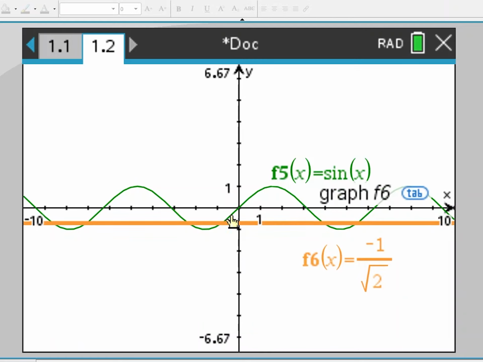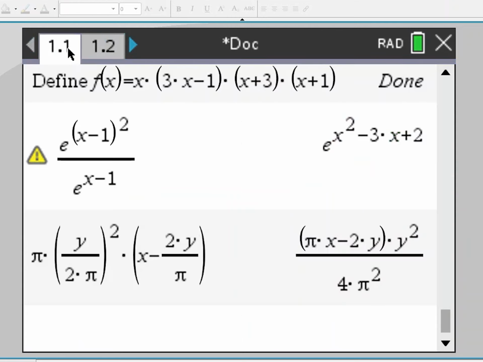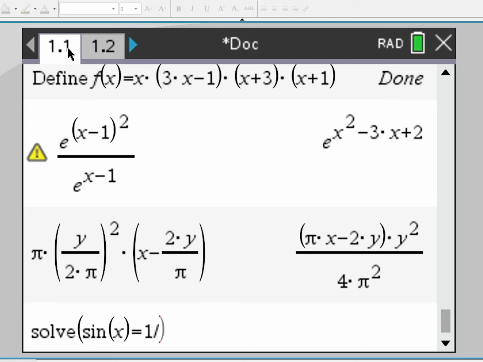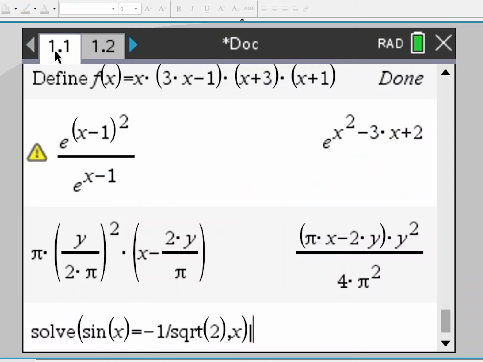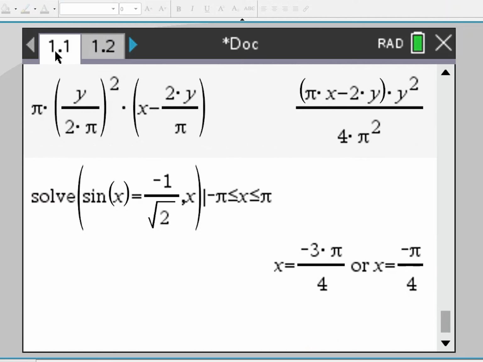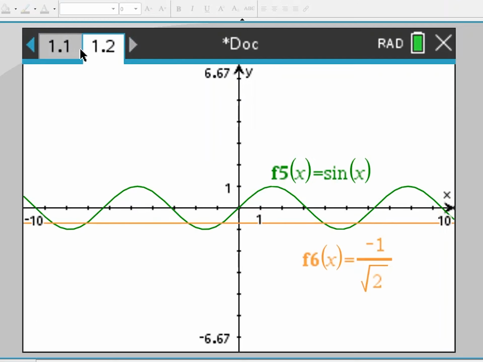Right. Okay. What will be our solutions? So maybe I should solve. Solve sine of x equals negative 1 on square root of 2, comma, x. And now we have to define a domain too. So let's have a domain. Let me see the graph again. Maybe I'll say from negative pi to pi. So x equals minus 3 pi on 4, x equals minus pi on 4.